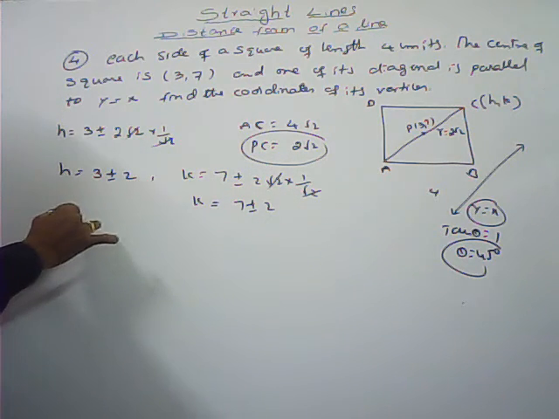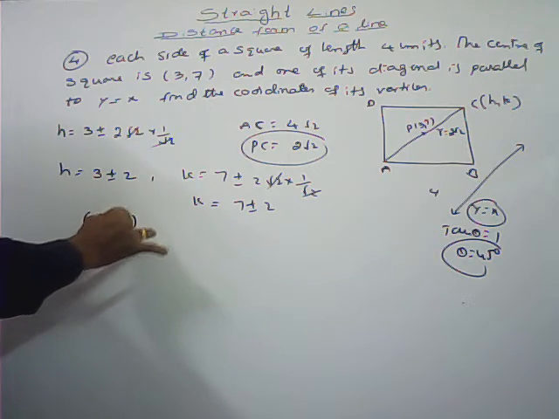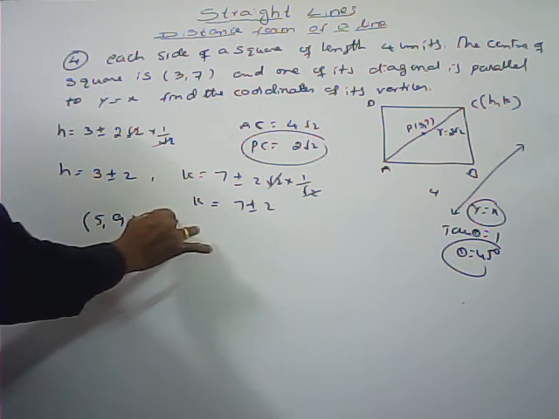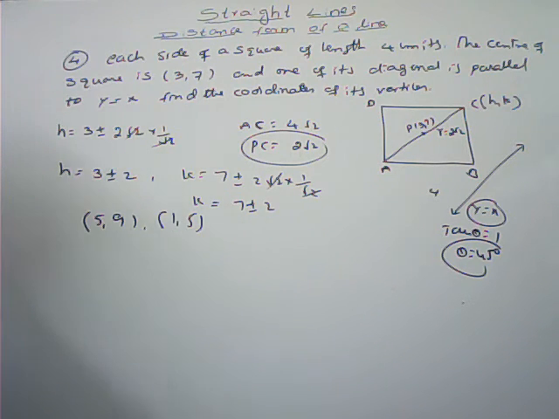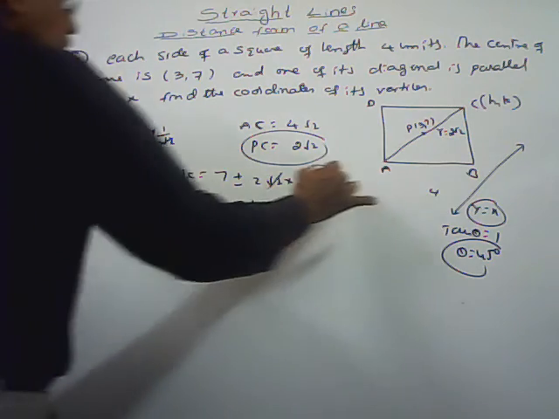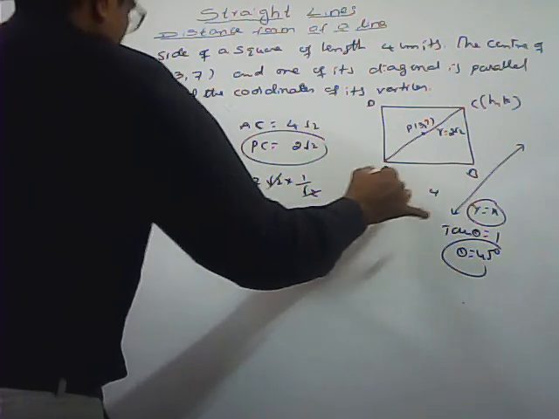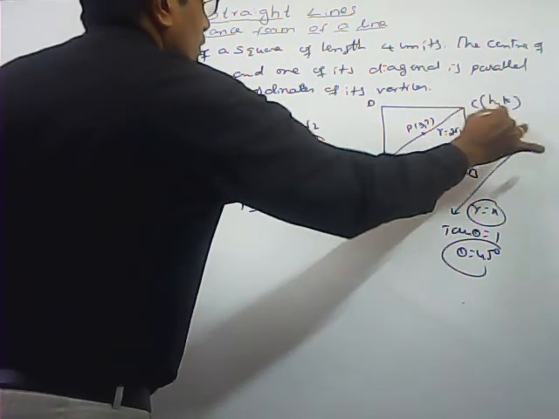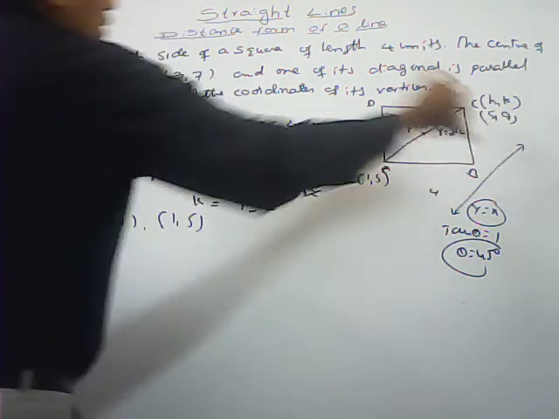By taking plus, we can get (5, 9), and by taking minus, (1, 5). So one is (1, 5) and another one is (5, 9). Here these two we got.